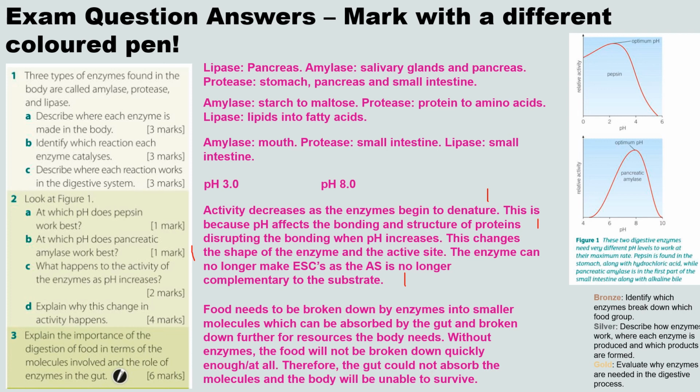Let's go through the marks. So it needs to be broken down by enzymes into smaller molecules. So that's one mark, which can be absorbed into the gut. Yep, that's another mark. And broken down further, that's another mark there. So that's 3 marks in the first sentence. Without enzymes, the food cannot be broken down quickly enough or at all. That's another mark. So that's 4 marks in total, and you justify it there. So therefore, the gut cannot absorb the molecules, and the body will be unable to survive.